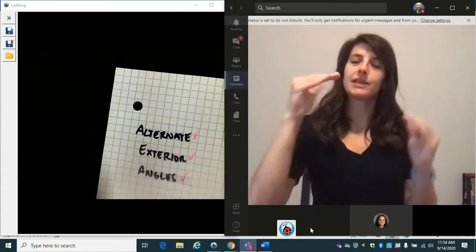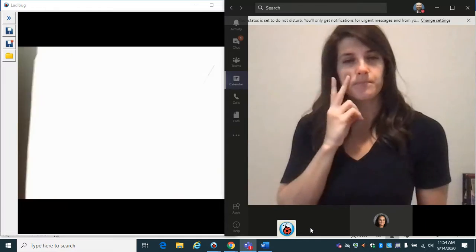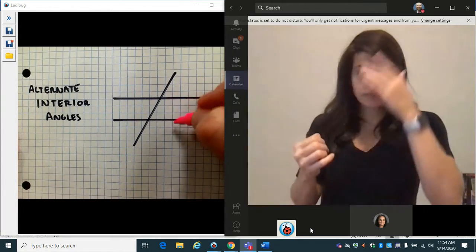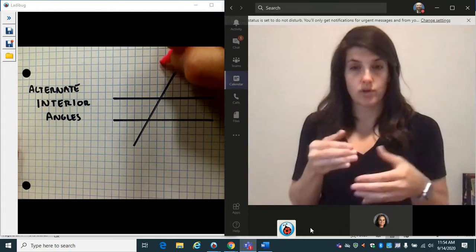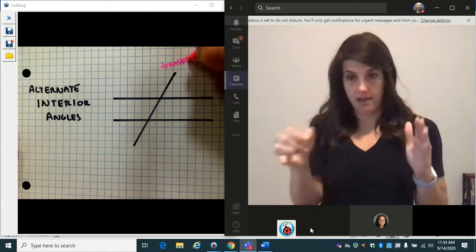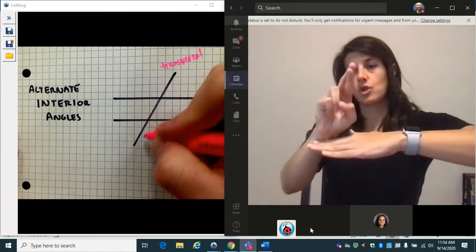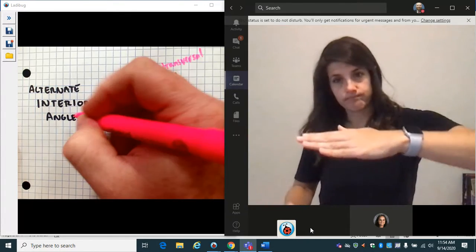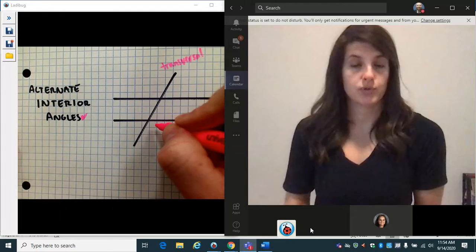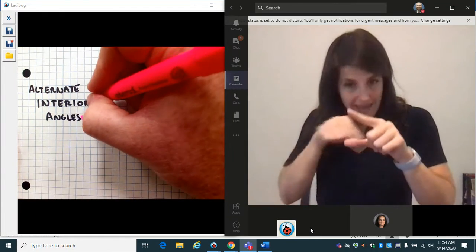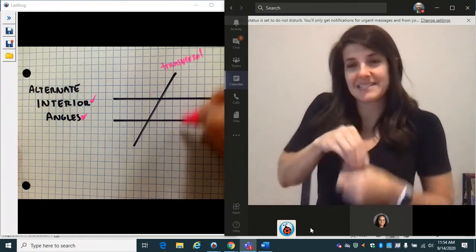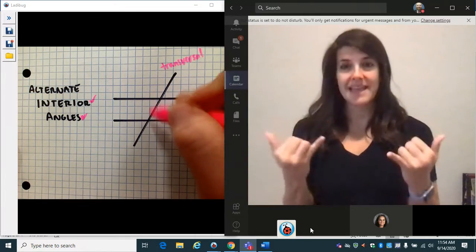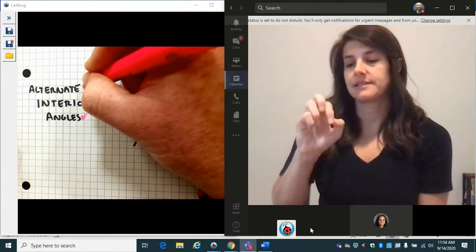Let's look at alternate interior angles. So similar to alternate exterior angles, we are looking at a set of parallel lines that has a transversal cutting through those two parallel lines. We're looking at angles, so the measurements here. We're looking at the interior now. So before we were looking at the outside of the parallel lines. Now we're looking inside of the parallel lines, the interior. And we are looking at alternates.